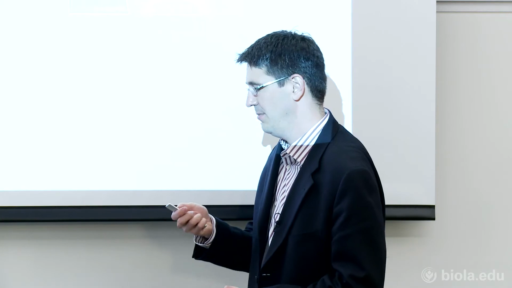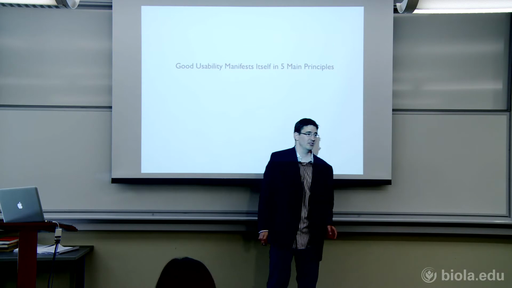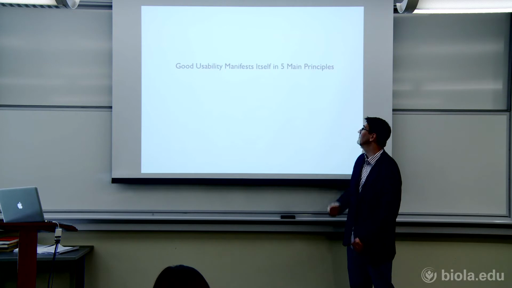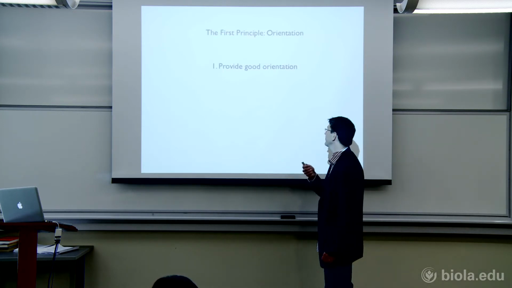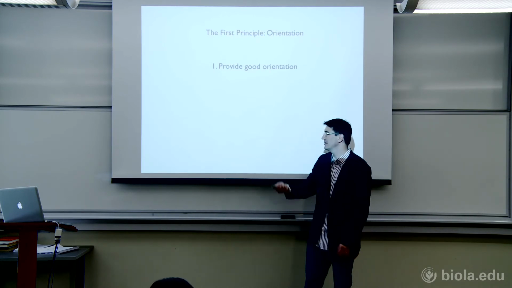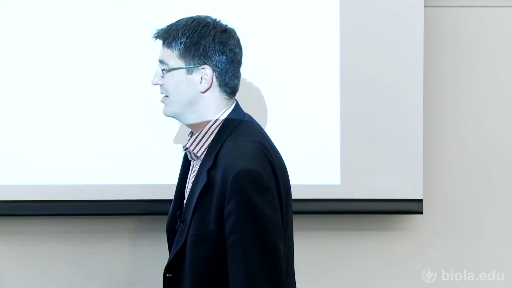Think of others proactively. Good usability, don't make people think, expresses itself in five main principles. The first principle: provide good orientation. Nobody likes to be lost. Sometimes it can be fun for a while, if you're into orienteering or that sort of thing. But when I go to Home Depot, I don't want to be lost. I want to know where things are. I want good orientation.